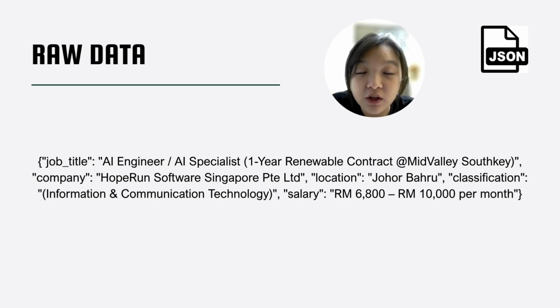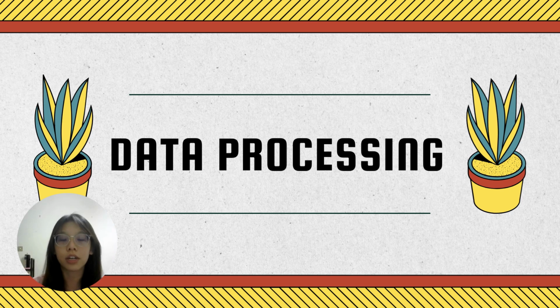This is one example of the raw data that we get from the JobStreet website. Here we get the job title, the location, the classification, company, and also the salary as the 5 attributes that we want to get. All of it is stored inside a semi-structured JSON file, and it will be passed to the data processing stage next. Next, I will be explaining the data processing stage.